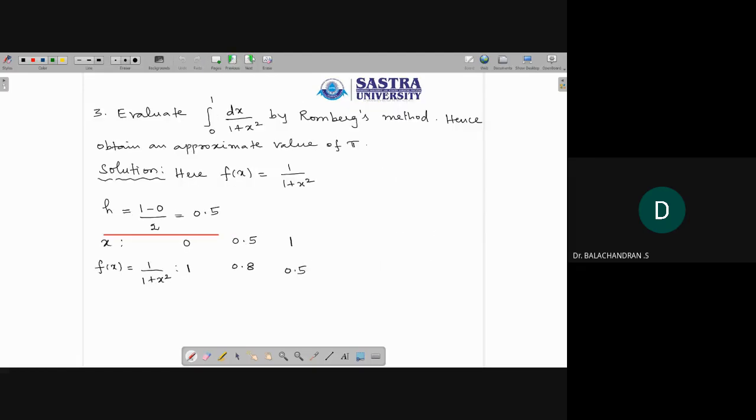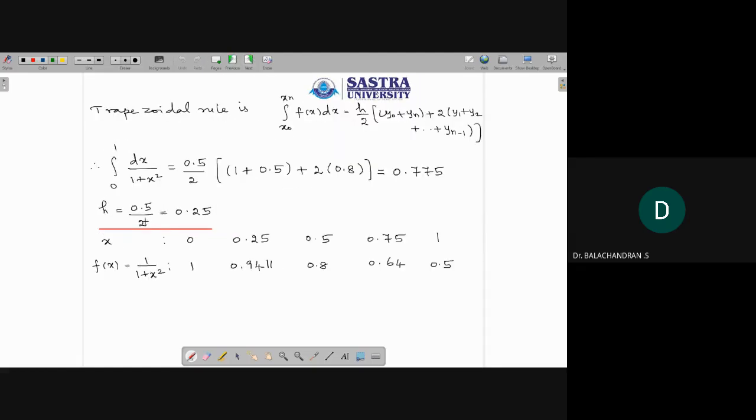Now, last time h value is what? 0.5. Next time I am going to divide by 2, halving the h value. So you'll get h is equal to 0.25. You know that the starting and ending values are 0 and 1, so 0, 0.25, 0.5, 0.75 and then 1. Correspondingly, f of x is 1 by 1 plus x square. Substitute x equal to 0, 0.25, 0.5, 0.75 and 1. Okay, I got the table values.